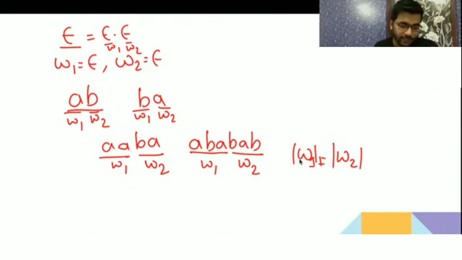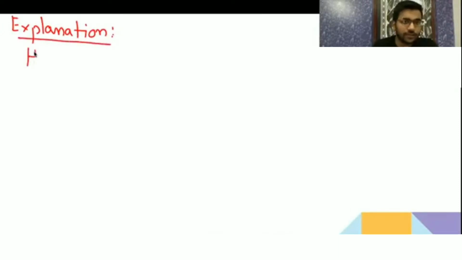Am I clear? Is it clear how it is becoming even? So please write the explanation. Please write and try to write it fast.